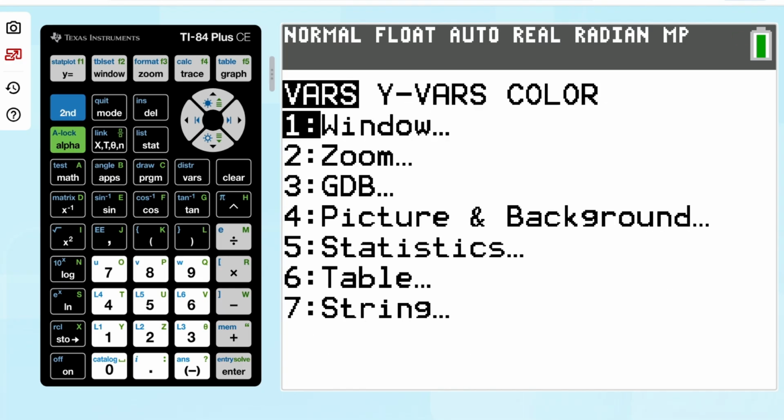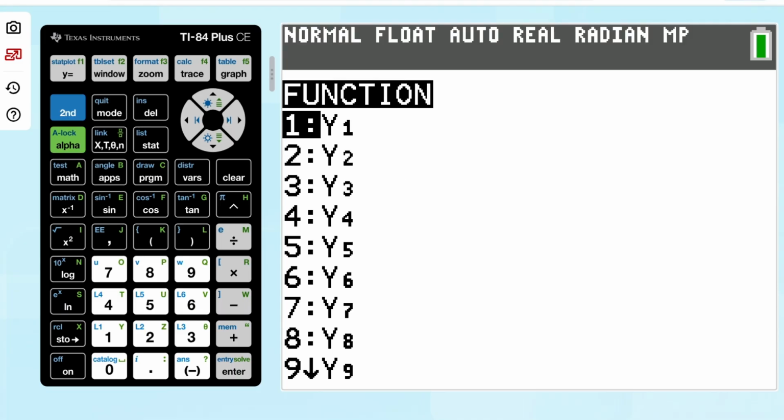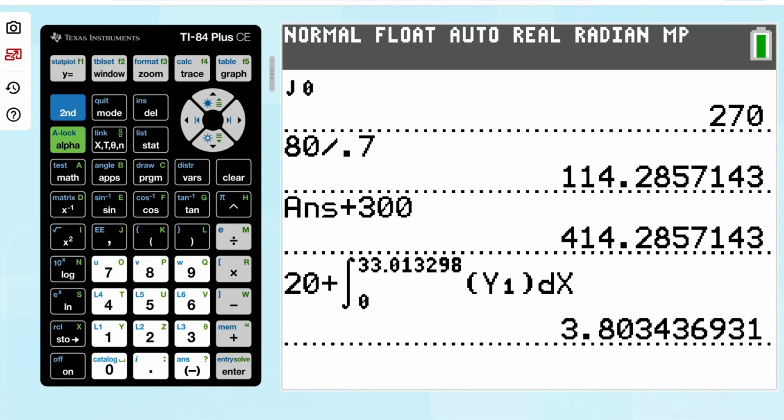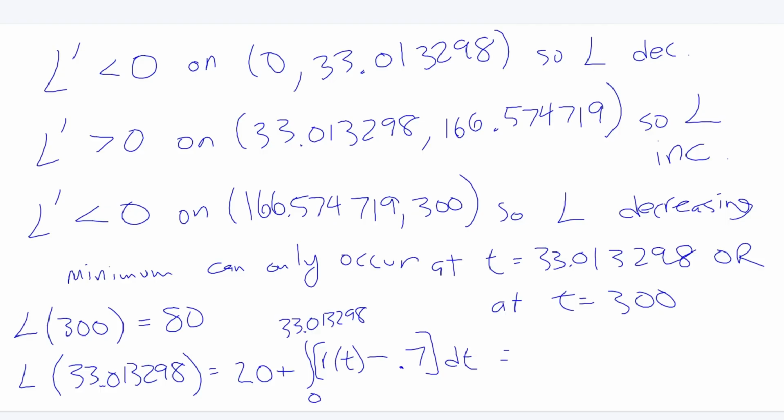my y equals screen, I'm going to hit VARS on my graphing calculator, go to the second column. I'm going to pick function and y1, and it just throws it right in there. We'll integrate it with respect to x, and we should get 3.803, which is smaller than 80. Right? So we'll say equals 3.803. And we'll note that that is less than 80. Right? So L of 33.013298 is less than L of 300.